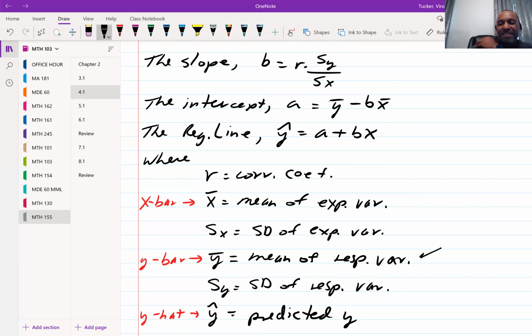Then Y bar. And so I did SD right here, standard deviation. Then Y bar is the mean of your response variable. This is the standard deviation of your response variable. And then predicted Y.